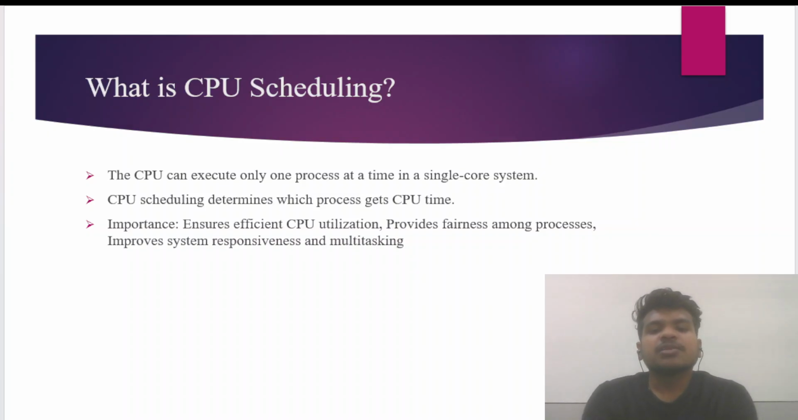So, why is CPU scheduling important? Why do we have to study that? The first one is it ensures effective CPU utilization. Then it also provides fairness by giving each process a chance to execute. It always provides a fair chance to every process. Remember this. Then it also improves the system responsiveness. Since the priority of each task is already set, the system will be more responsive. After that, it also helps in multitasking and time sharing.